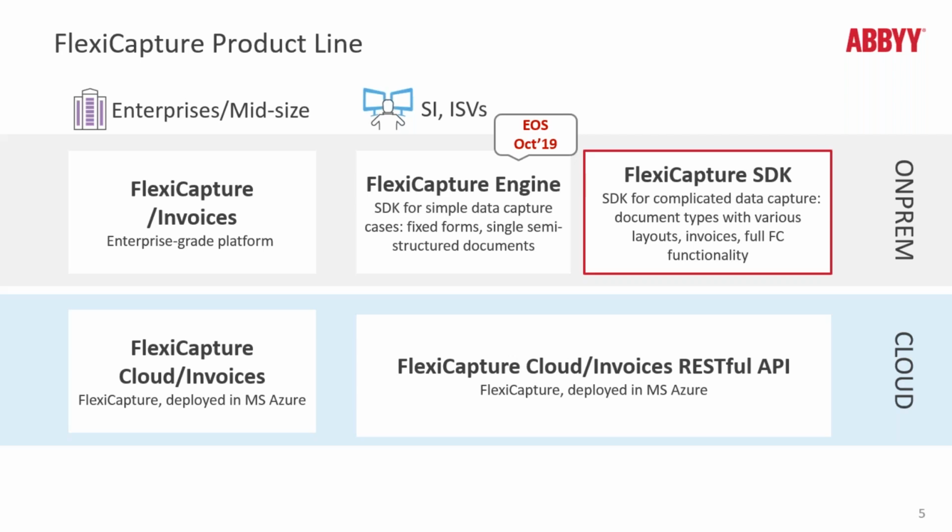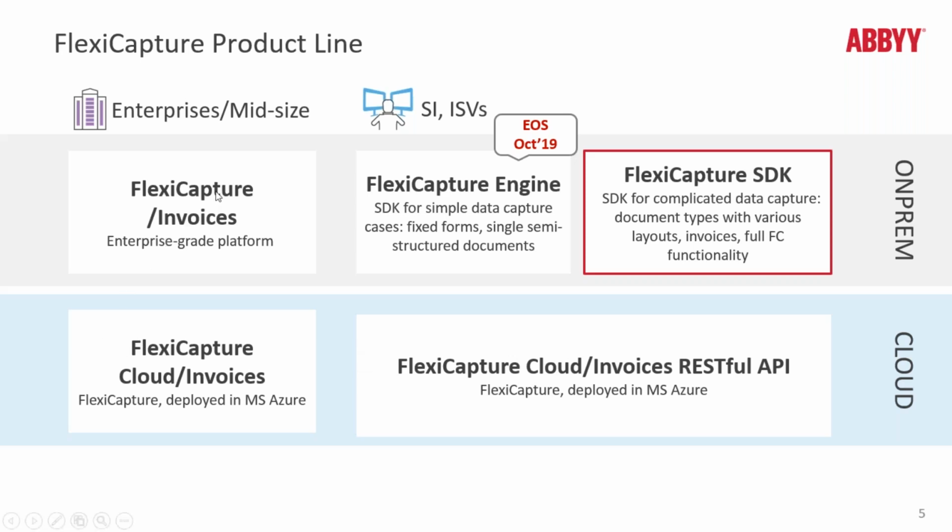We have two swim lanes there. We have an on-premise swim lane here at the top and a cloud swim lane at the bottom. And when we say on-premise, we're talking about our FlexiCapture offerings where you install it on on-premise hardware, virtual machines, private cloud, public cloud. That's the on-prem. Our cloud options are down on the second level. That's where we're hosting everything, and we do everything with Microsoft Azure.